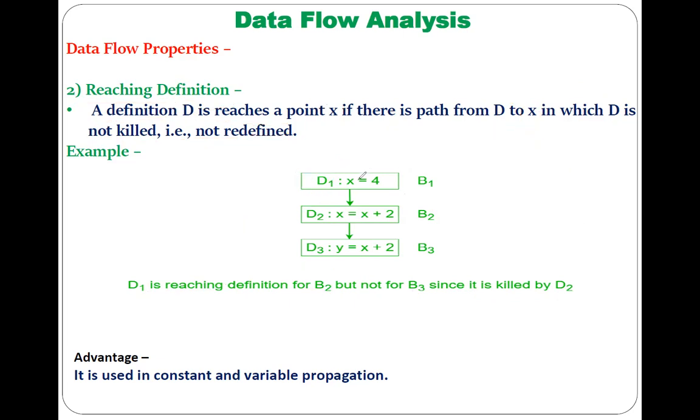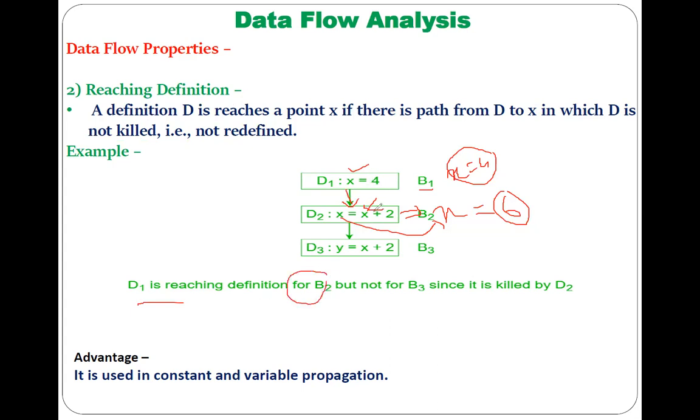Let's see here. In the D1 definition, you have defined x equal to 4 in the basic block B1. The next direction is to the basic block B2, where we have defined D2, x equal to x plus 2. Now the value of this x will be 6. But the x which is present at B1, its value was 4. So that 4 is utilized here. That is the reason you can say D1 is a reaching definition for B2.